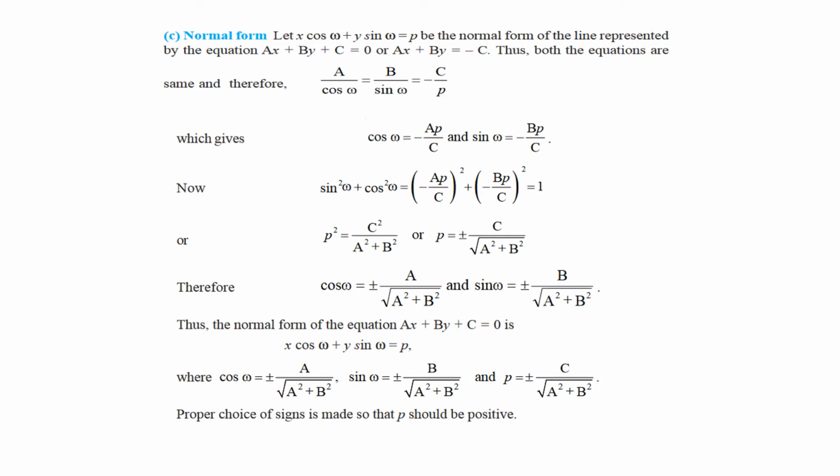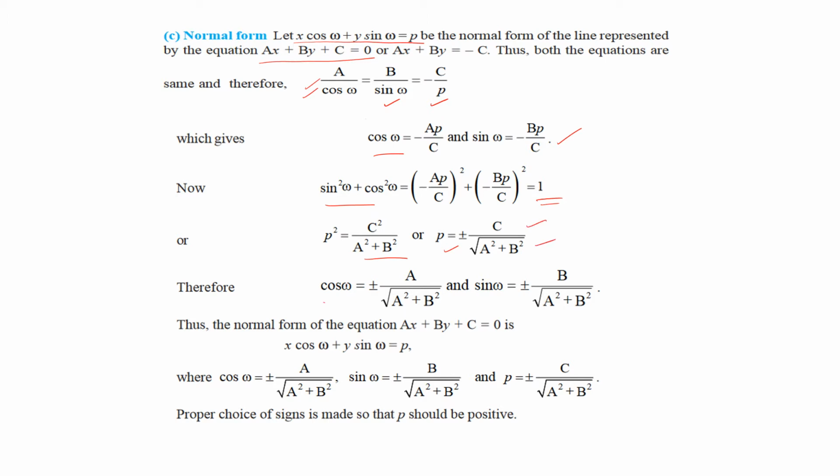See how to express the general equation in the normal form. The normal form x cos omega plus y sin omega equal to p is the normal form of the line represented by the equation ax plus by plus c is equal to 0. So, we express it as a upon cos omega equal to b upon sin omega is equal to minus c upon p. So, cos omega is minus ap upon c and sin omega is minus bp upon c. Squaring and adding, sin square omega plus cos square omega gives 1. From here, p square is c square upon a square plus b square, and p becomes plus minus c upon root a square plus b square.